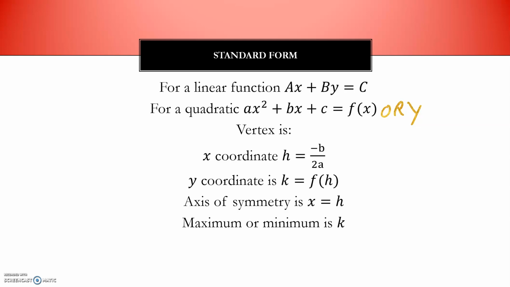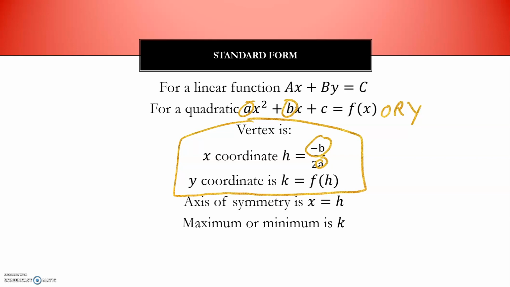The vertex we have a formula for if you don't want to graph it. h is the x-coordinate of the vertex. You may remember that from our function transformation video. What that looks like is -b over 2a, so this is -b and this is a. Then whatever you find from that, plug it into the function. f of h gives you the y-coordinate of the vertex, which we call k. The axis of symmetry is x equals h.